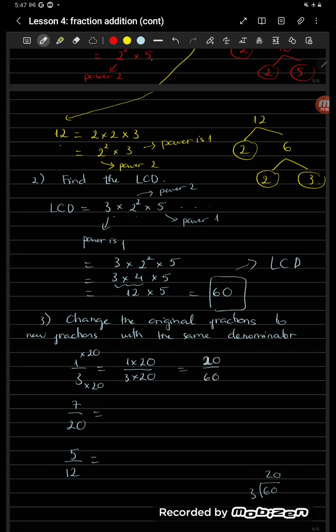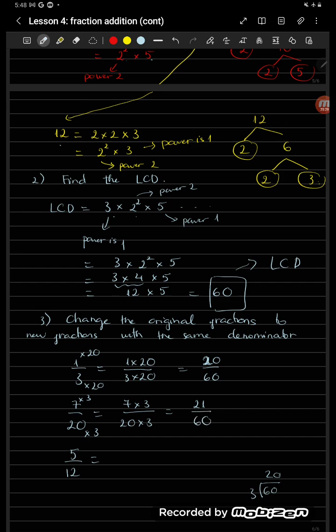Okay, and how about the second fraction? How can you turn 20 here to become 60? So you need to times it by 3, and because you times the bottom part by 3, you need to times the top part by 3 as well. So you have 7 times 3 over 20 times 3, and it equals 21 over 60.